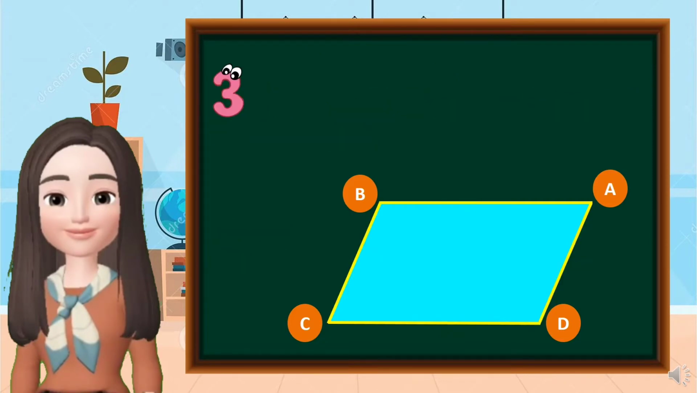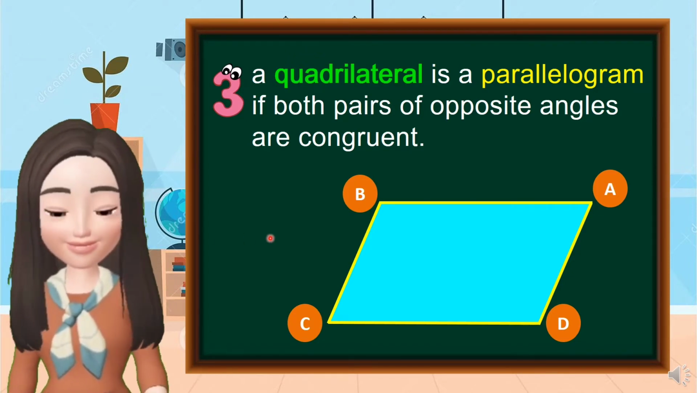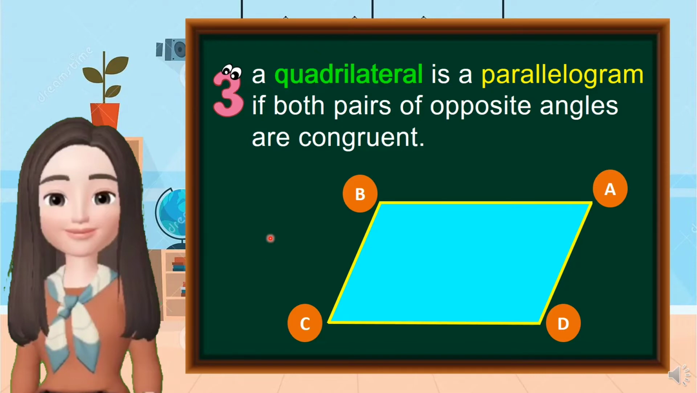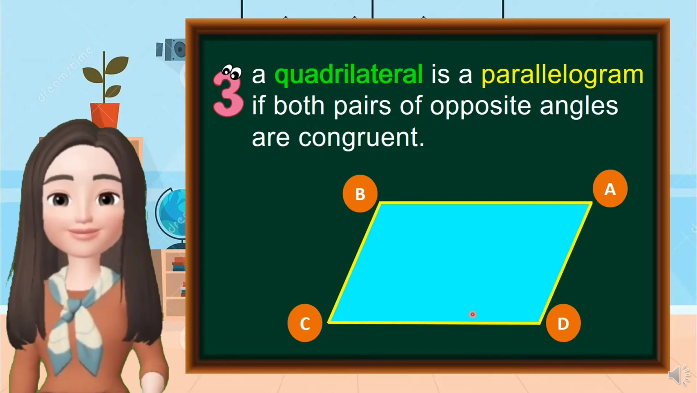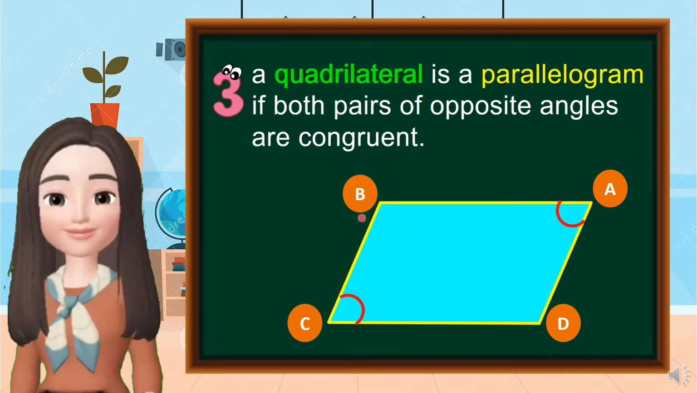Third one. A quadrilateral is a parallelogram if both pairs of opposite angles are congruent. Dito naman, opposite angles naman ang dapat na congruent or parehas ang sukat. When we say opposite angles, sila naman yung magkatapat na angles. So here in our figure, our quadrilateral ABCD, these are the opposite angles: angle A and angle C. Pwede din naman siyang angle BAD and angle BCD.